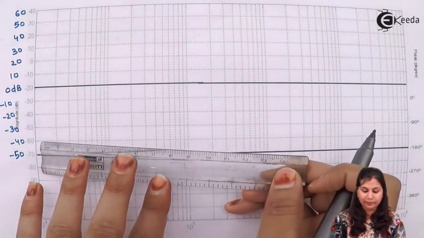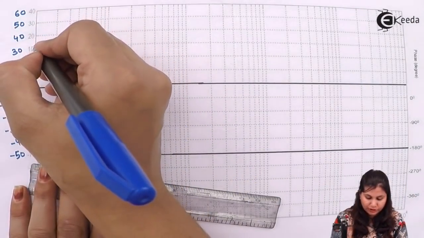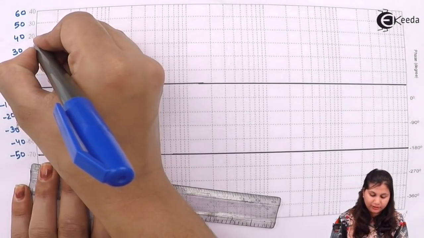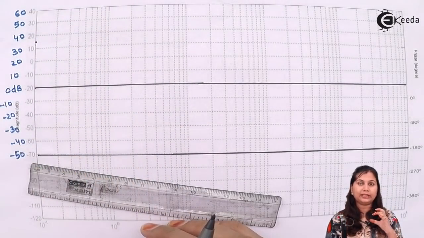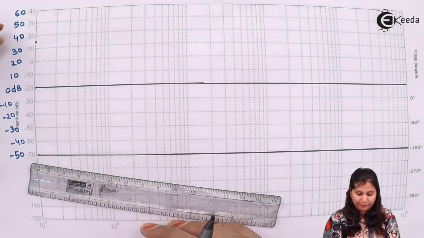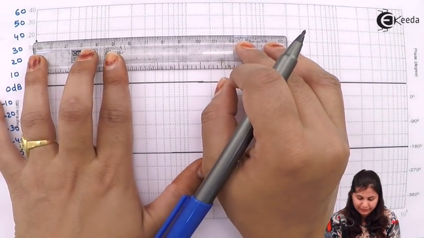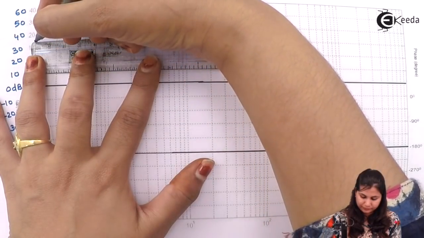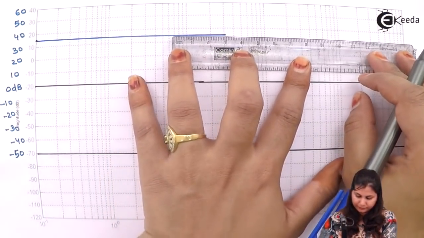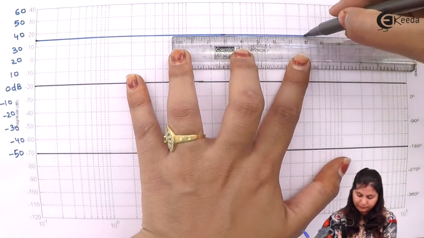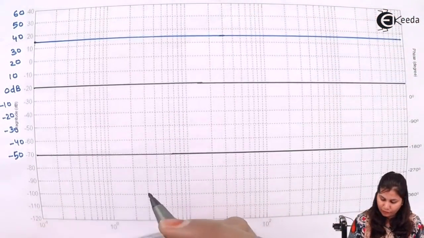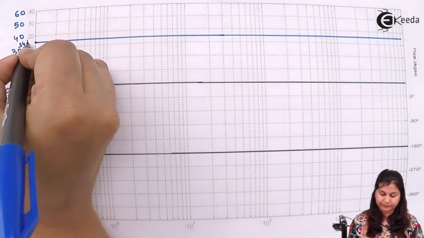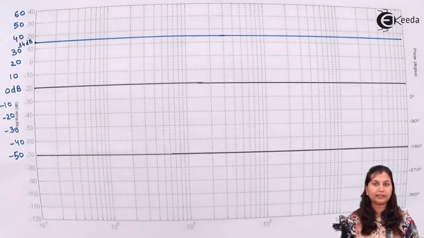It will be 34 dBs magnitude, start from the 34. So this is 30. So 31, 32, 33, 34. It will be somewhat in the middle between 30 and 40. So it will start here and it will be a line parallel to the 0 dBs line having no slope. So this is 34 dBs, okay, 34 dBs line.